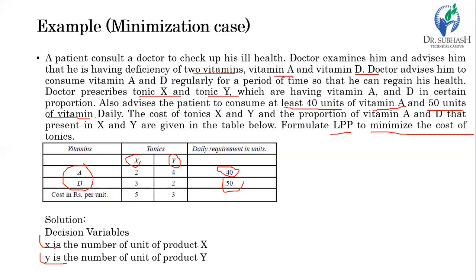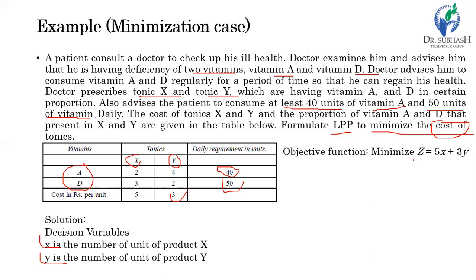After considering the decision variables, let's finalize the objective function, as it is already given. The objective function here is to minimize the cost. So the objective function is minimize Z equal to. Now here, as the cost is to be minimized, the coefficient of the decision variables must be the cost coefficients, which are given here as 5 rupees per unit for X and 3 rupees per unit for Y. So the cost coefficient for X will be 5 and the cost coefficient of Y will be 3.